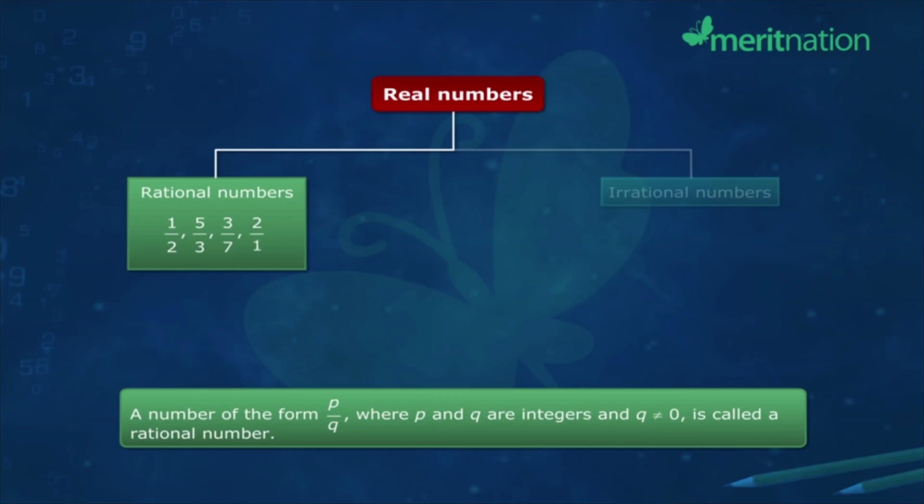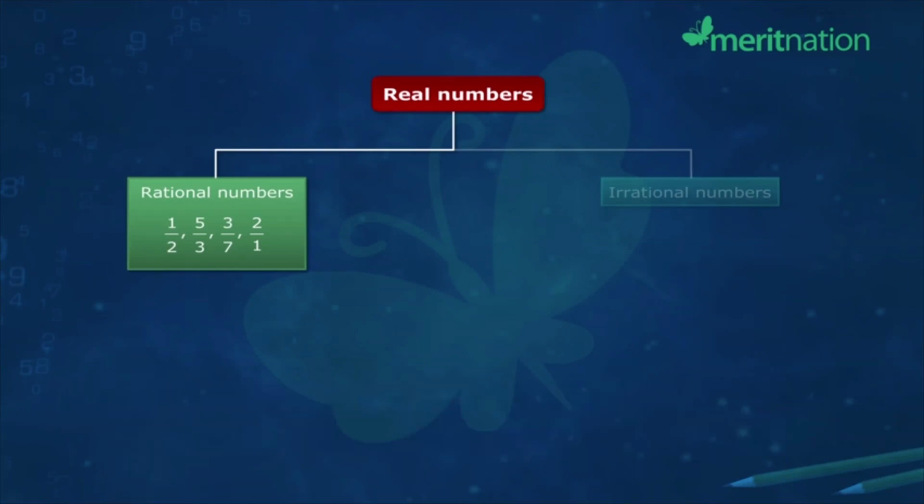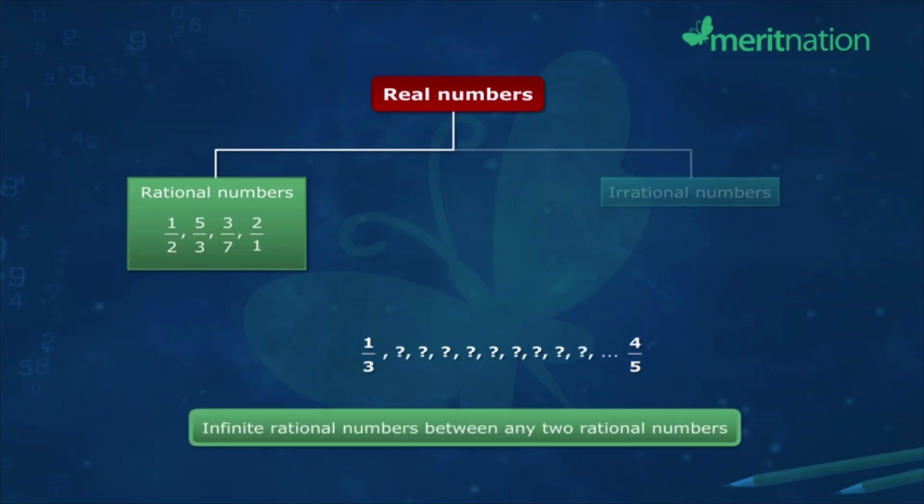Now, if we take two rational numbers, say 1 by 3 and 4 by 5, how many rational numbers do we have between these two? If you think about it, you will find that we have infinite number of rational numbers.